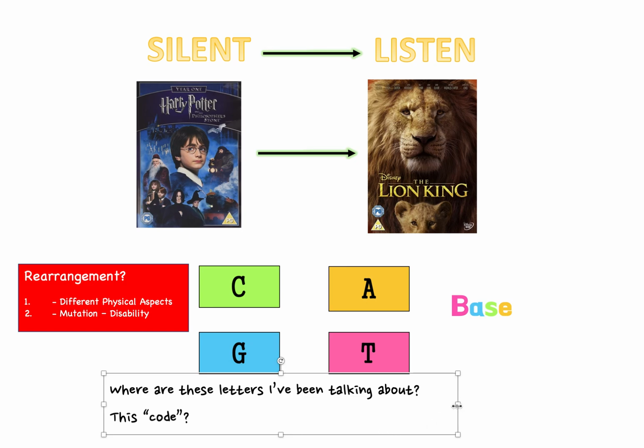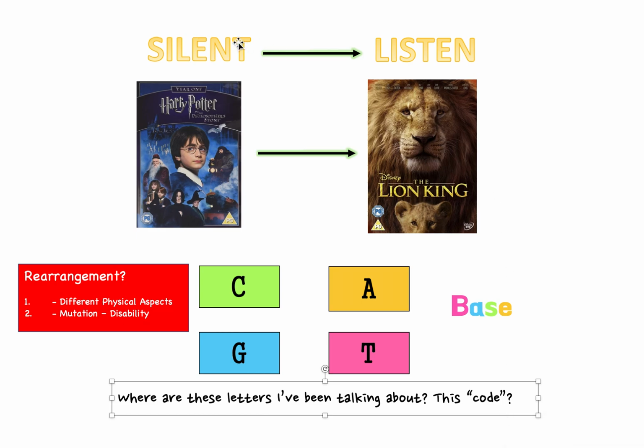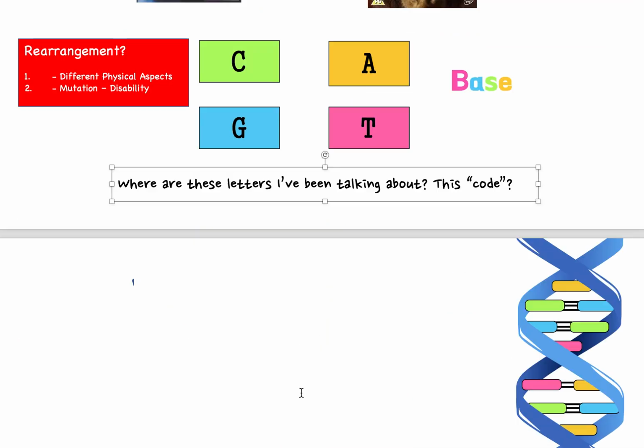What are all these letters I've been talking about, right? Where are they? Where are they exactly? So I'm saying that just like the English language has letters, our DNA is made up of these 4 letters, this alphabet, okay? Now, where are they? Where can we see them?